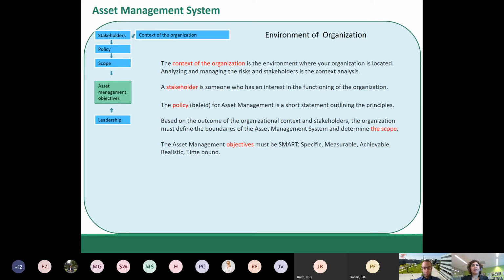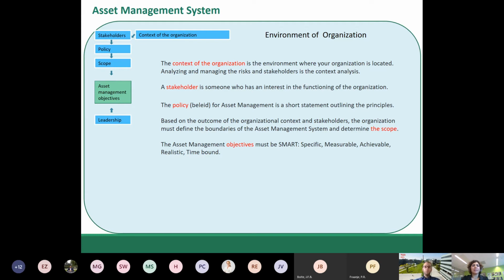The first element of the asset management system, let's say, you either have asset management in your company or in your organization, or you are interested in having it. If you want to have it, you need to think about the elements of asset management and create them. The context of the organization is the first element.